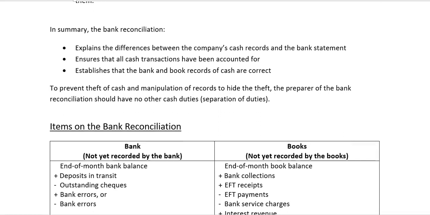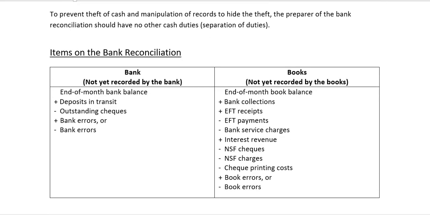In summary, the bank rec explains the differences between the company's cash records and the bank statement. It ensures that all cash transactions have been accounted for. It establishes that the bank and book records of cash are correct. To prevent theft of cash and manipulation of records to hide the theft, the preparer of the bank rec should have no other cash duties. So again, we should have separation of duties. Whoever prepared the bank rec should not be the one that handles the cash.